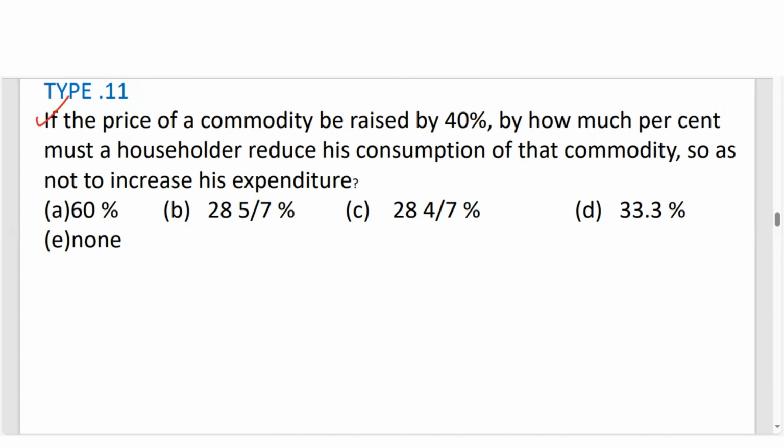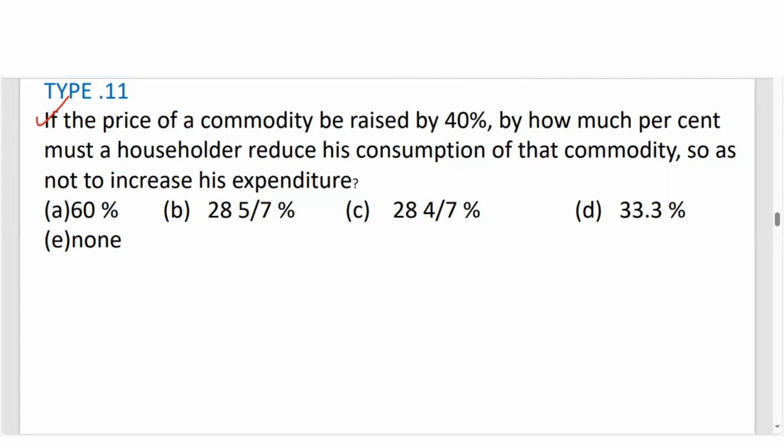If the price of a commodity be raised by 40%, by how much percent must a household reduce its consumption of that commodity so as not to increase the expenditure? First I am solving this question by the basic concept. After that, we will give you the simple shortcut technique.